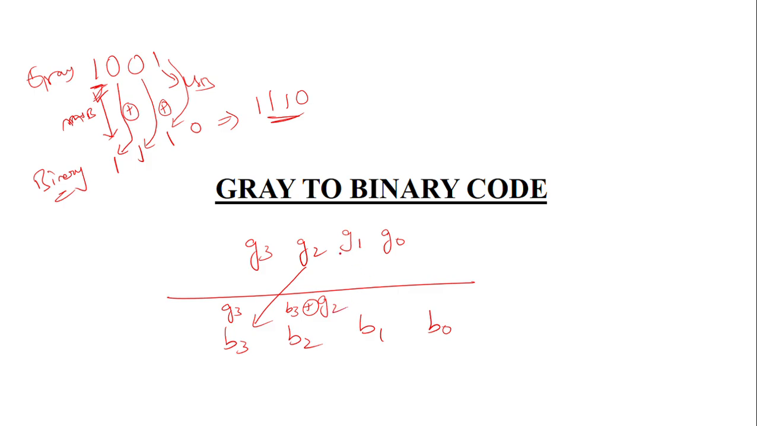Again, how do you get B1? G1 is XORed with B2. And G0 XOR with B1 gives us B0. Like that we get our binary bits.